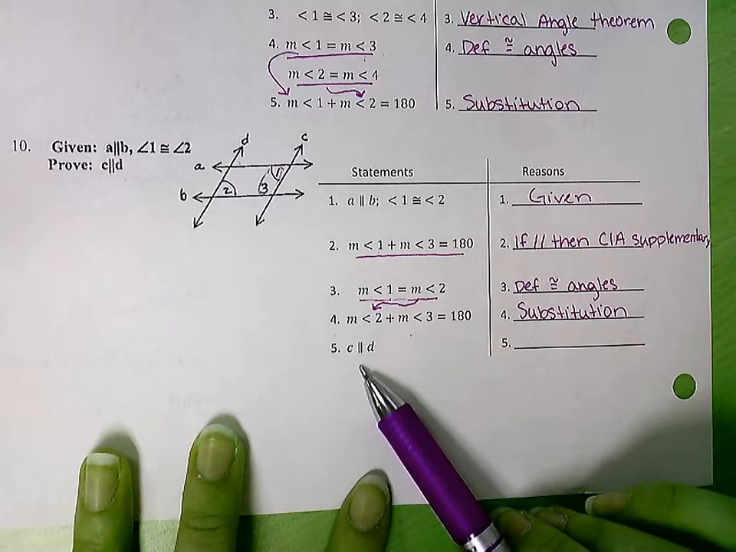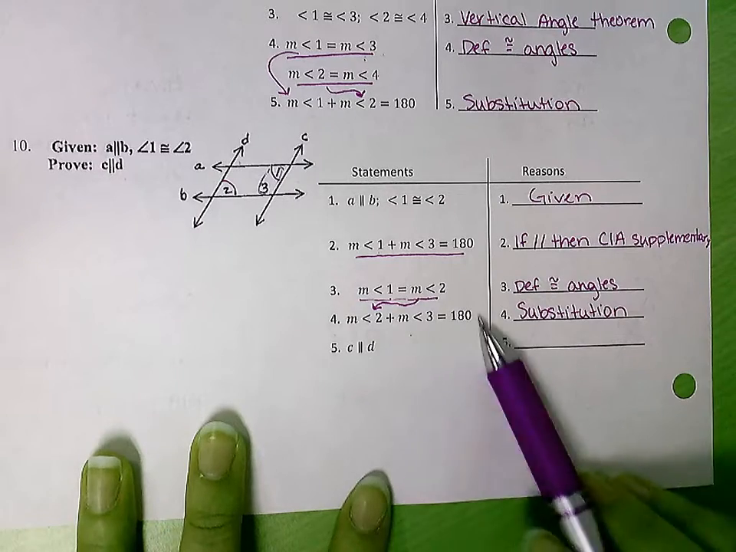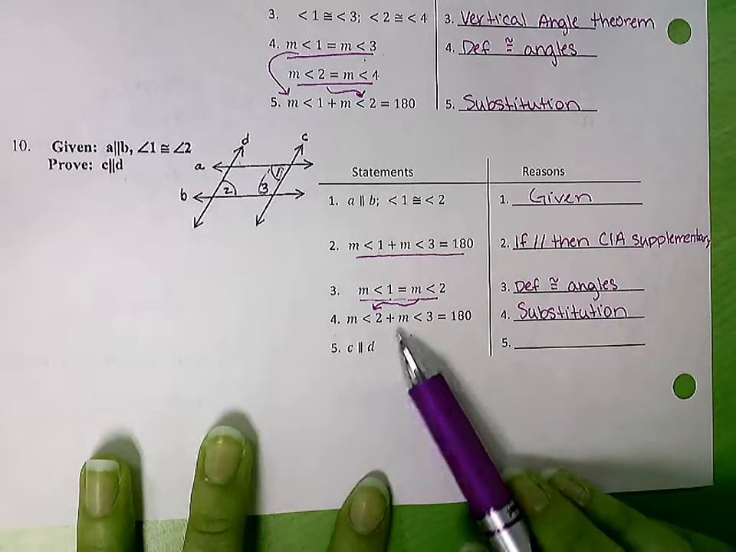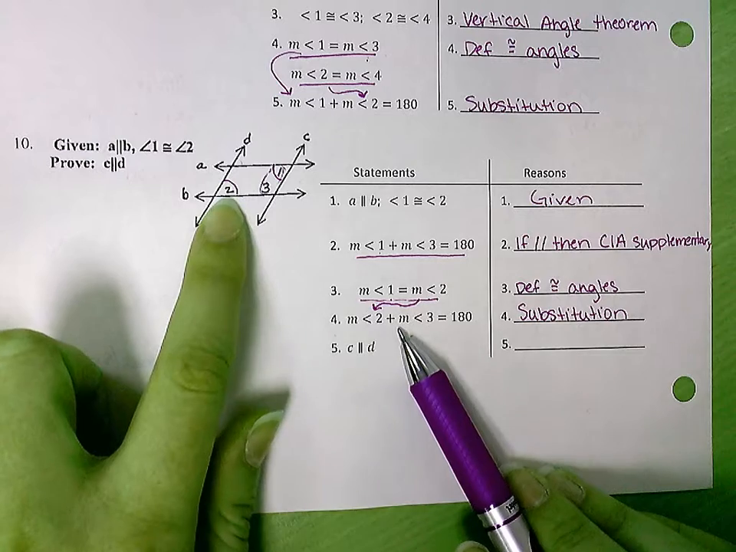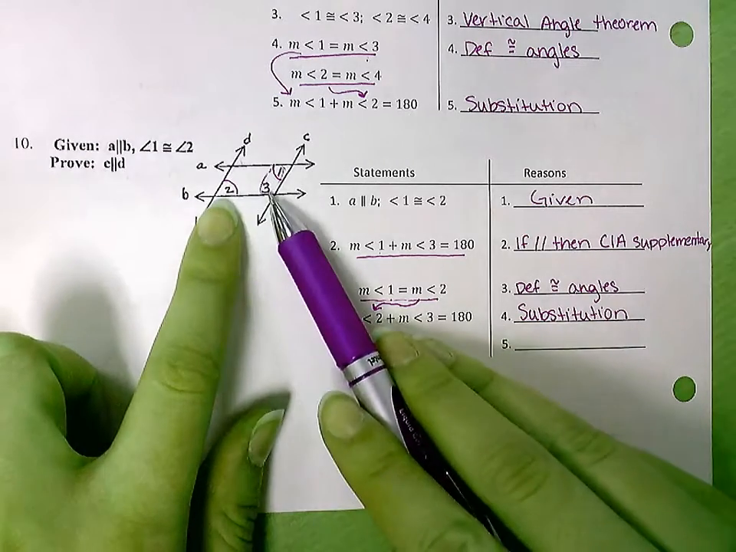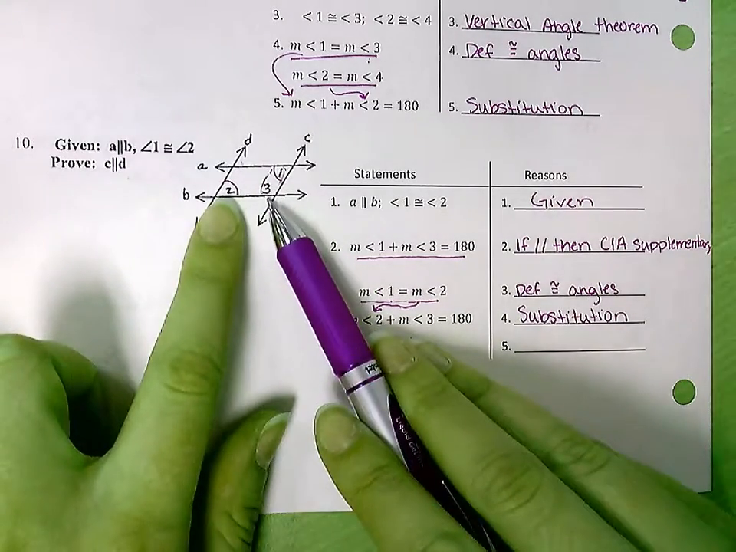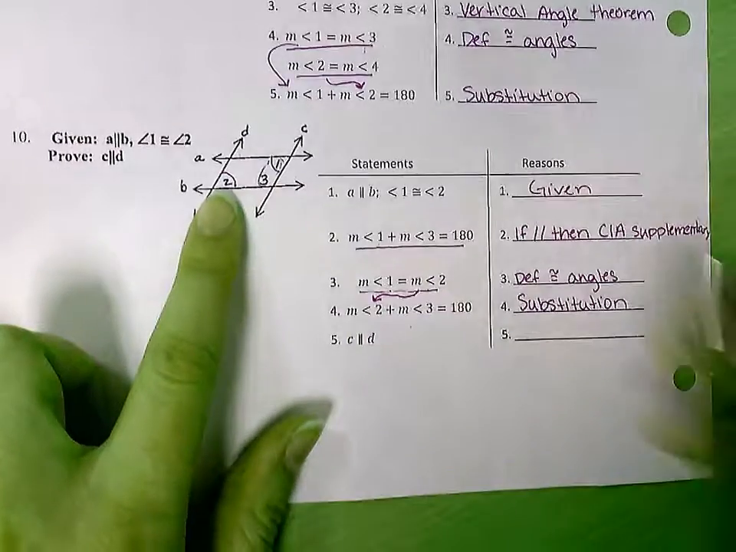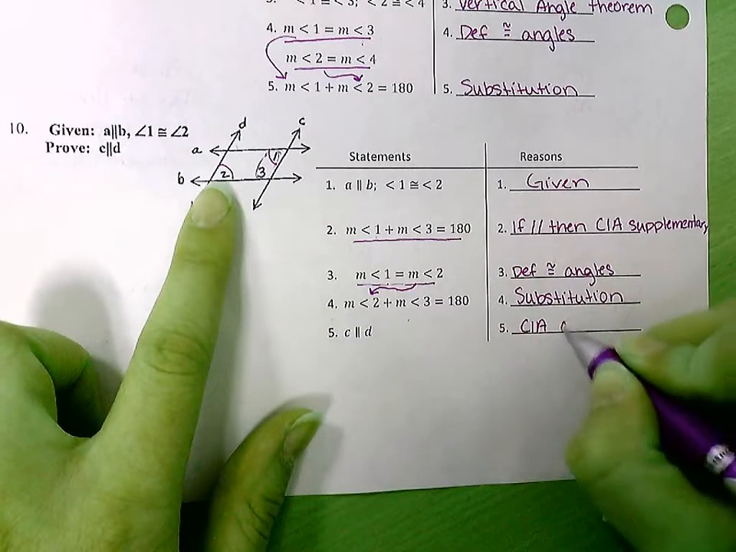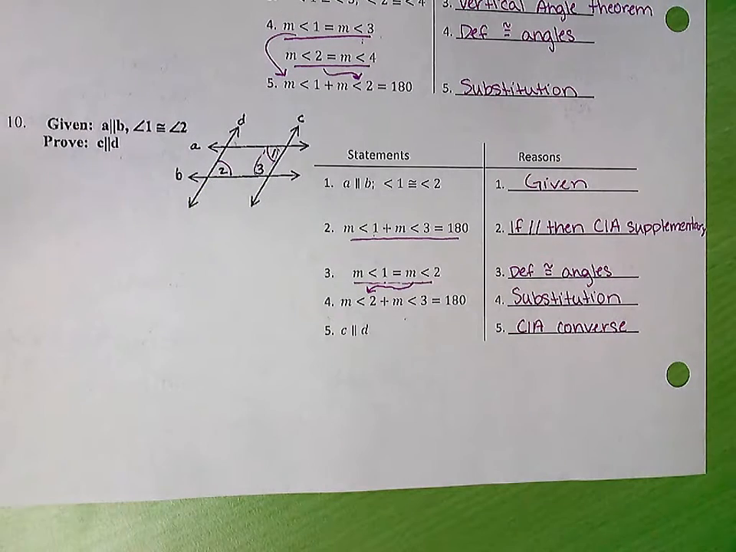Now I'm proving lines parallel. That means I'm going to use a converse. So I need to look at my previous statement, look at my picture, and decide what type of angle pair that is. I have 2 and 3, and I'm proving D and C parallel. Those are consecutive interior angles. So by that converse, those lines would be parallel. Any questions?